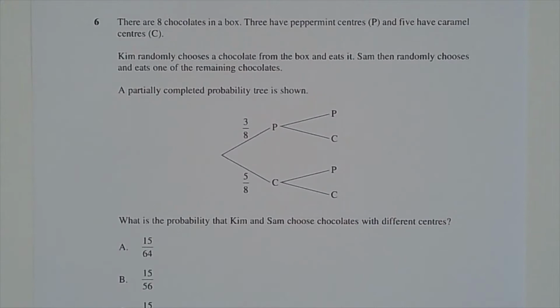Question 6. There are 8 chocolates in a box. 3 have peppermint centers, P, and 5 have caramel centers, C. Kim randomly chooses a chocolate from the box and eats it. Sam then randomly chooses and eats one of the remaining chocolates.